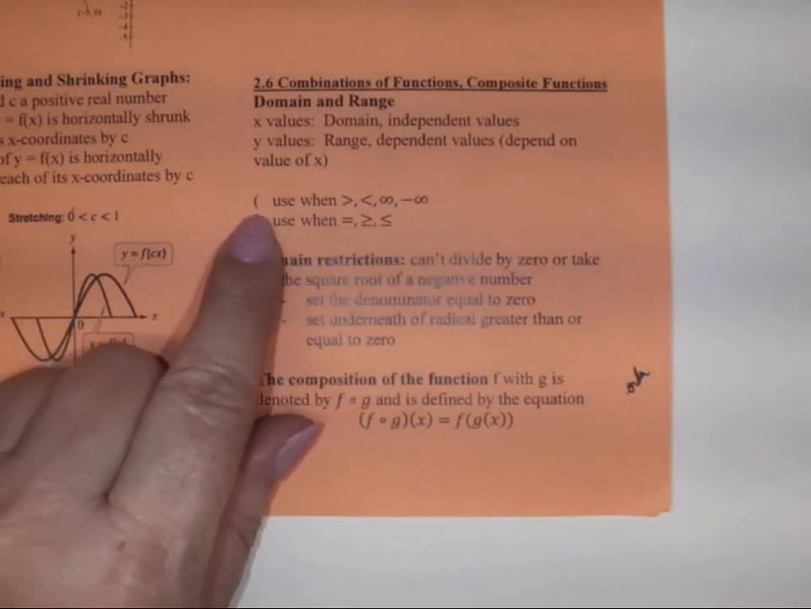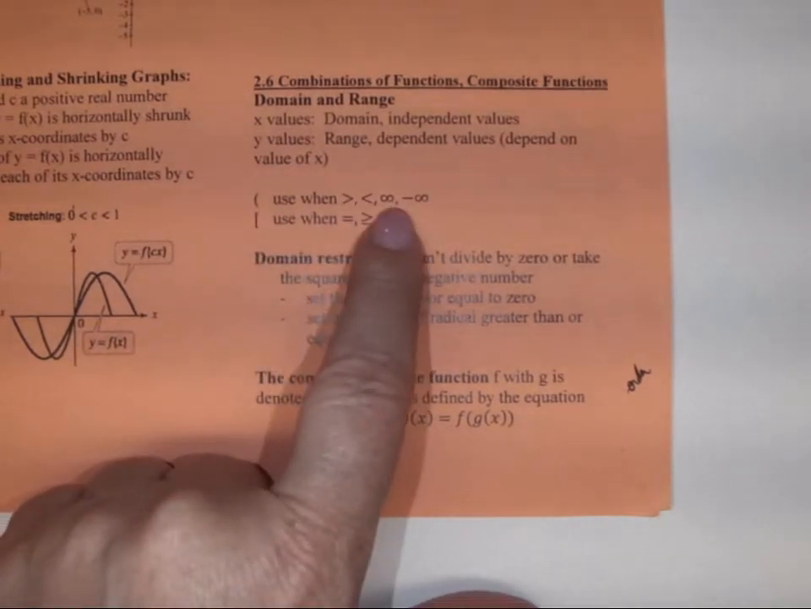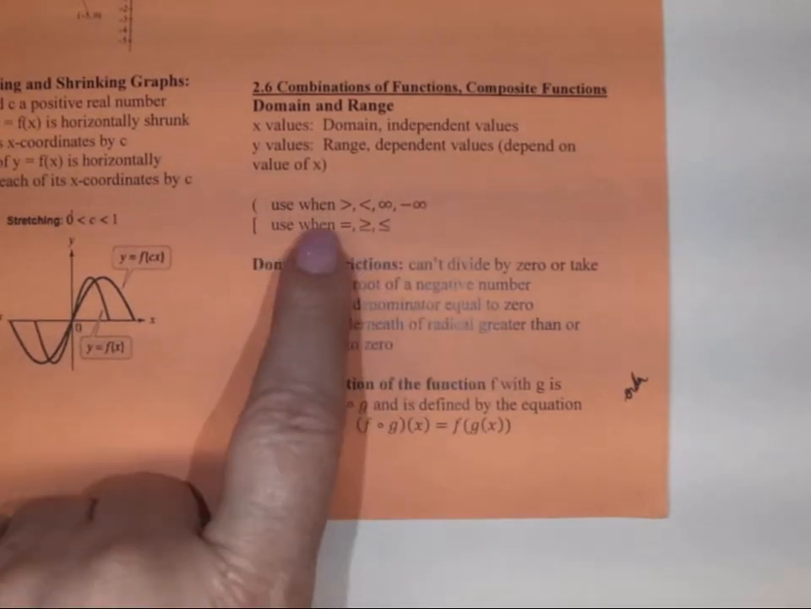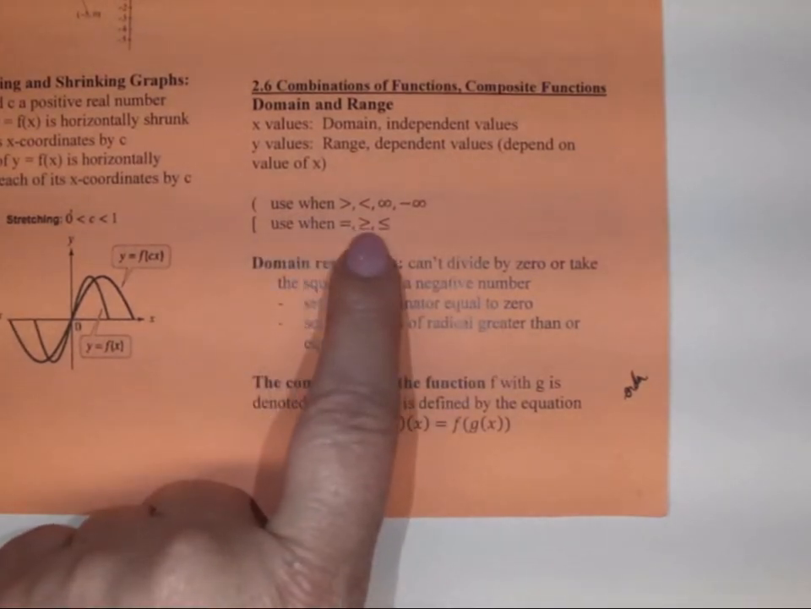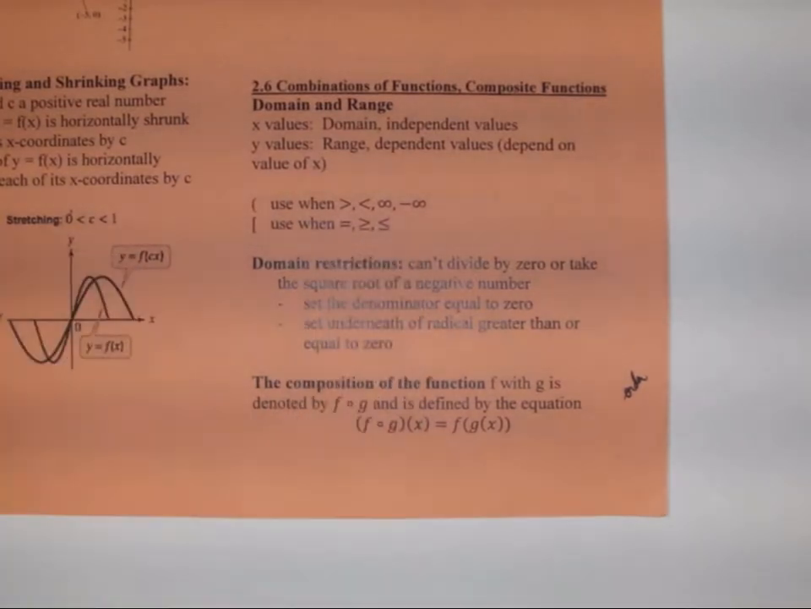Remember, you're going to use a parentheses when it is greater than or less than, or if it's an infinity or a negative infinity. But you'll use a bracket when it equals, or it's greater than or equal to, or less than or equal to.